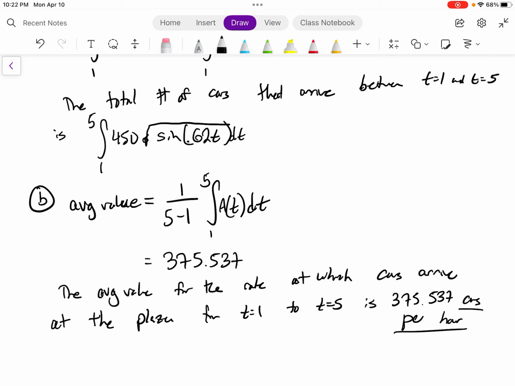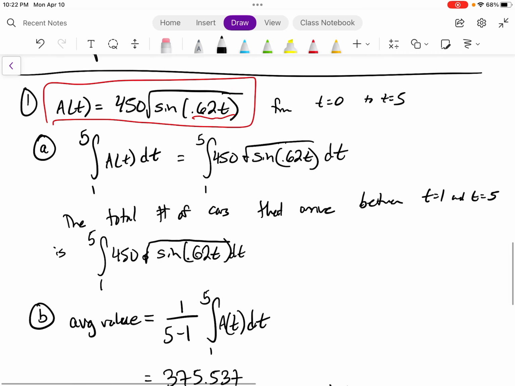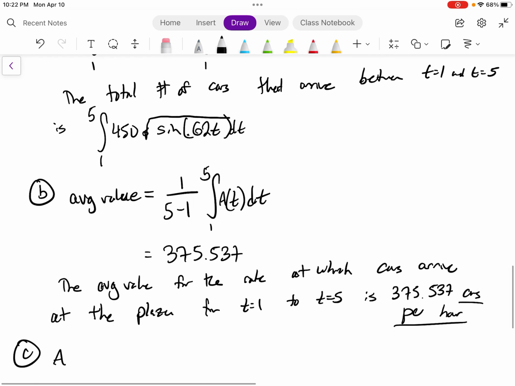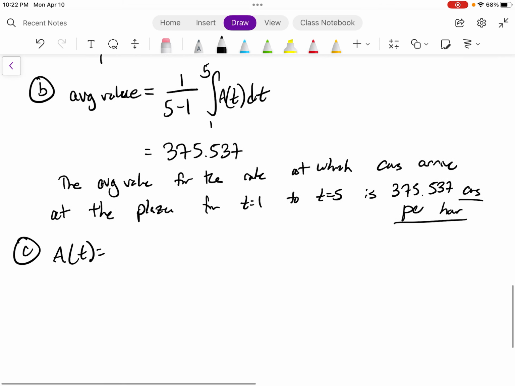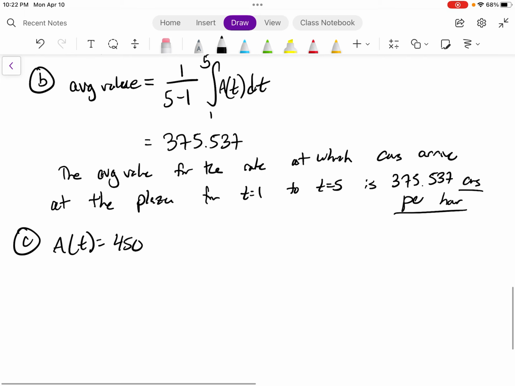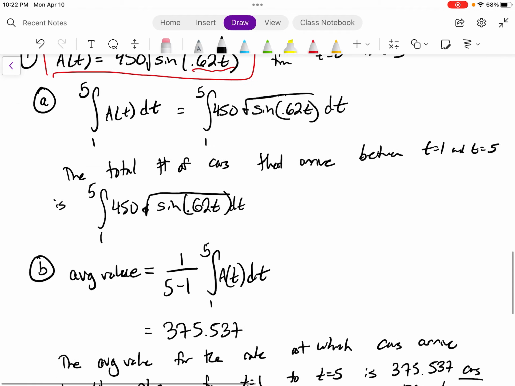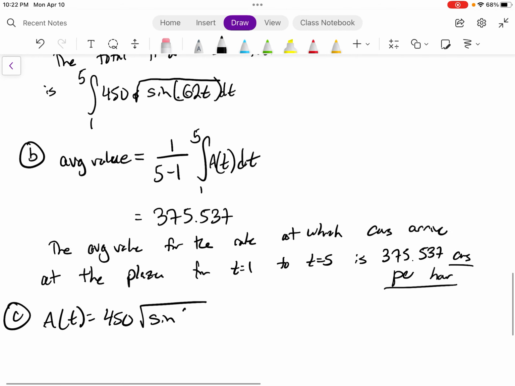So let's talk about part C here. Part C says, is the rate at which vehicles arrive at the toll plaza at 6 a.m. increasing or decreasing? So let's think about this again. The rate is this thing: A of t equals 450 root sine of 0.62 t.